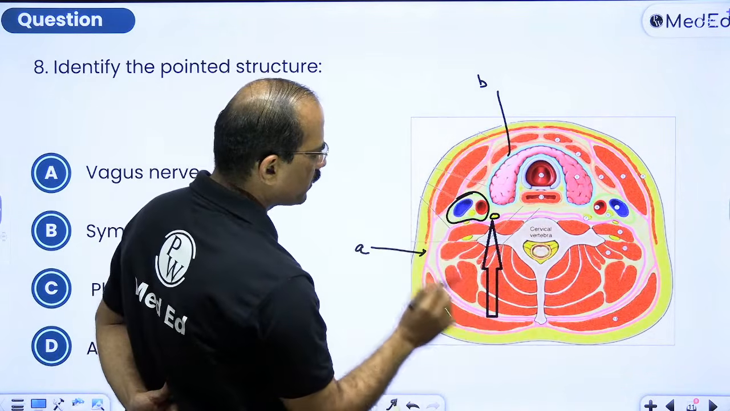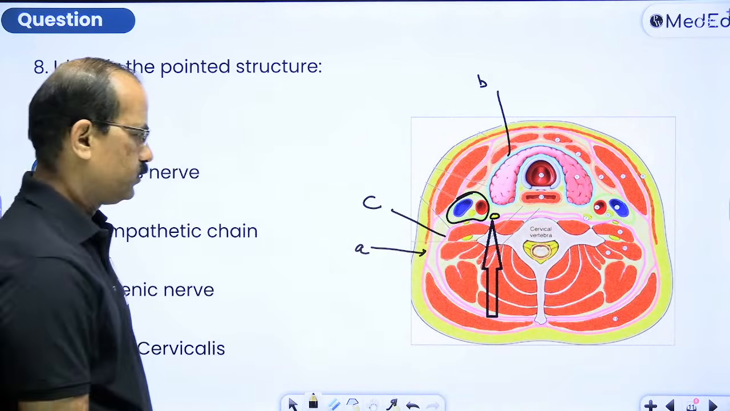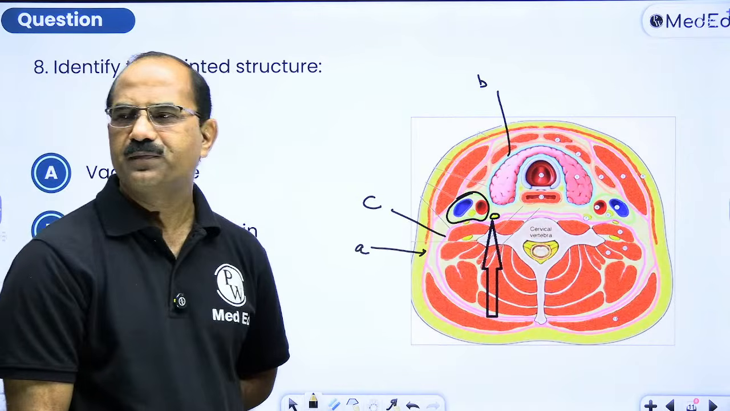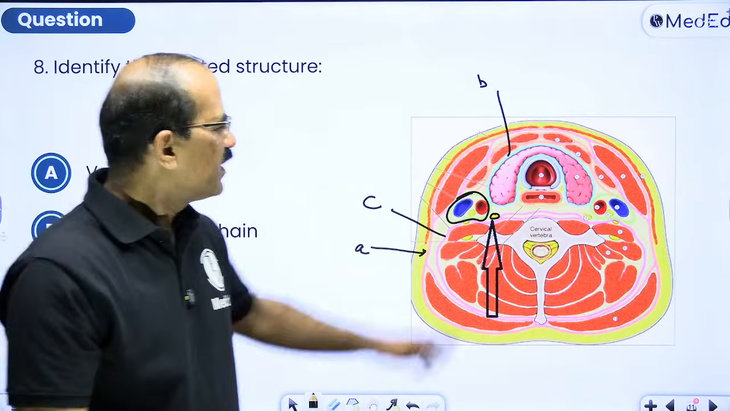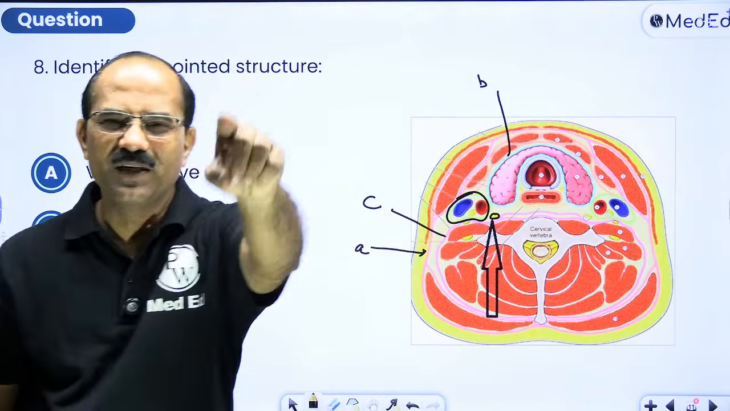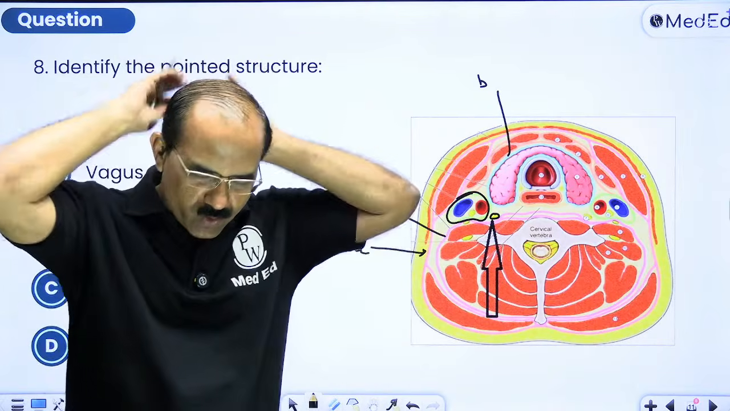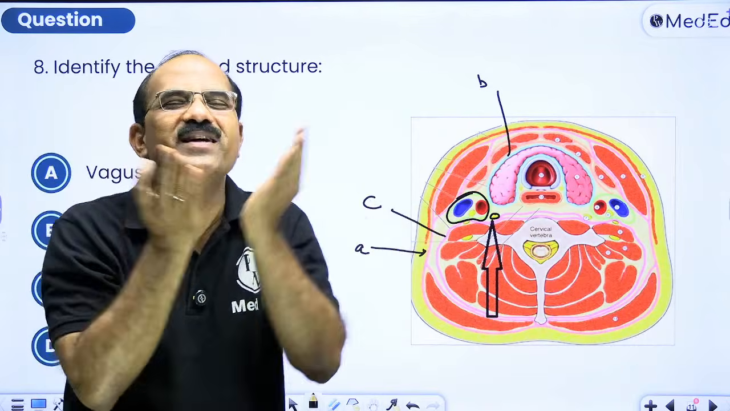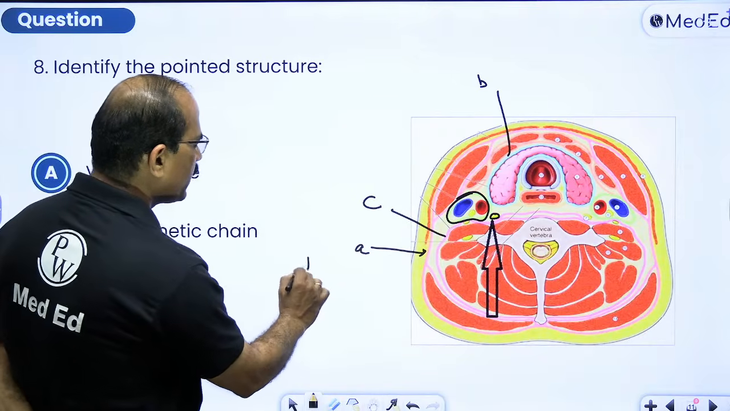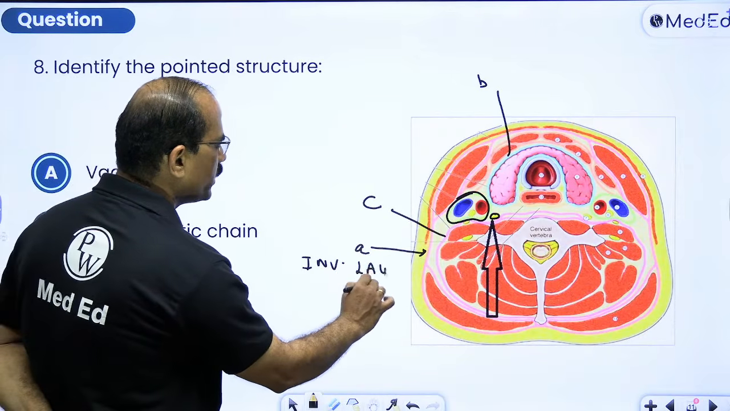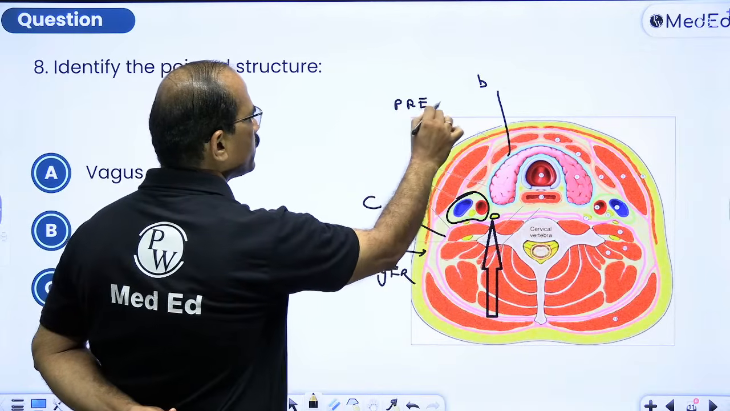और तीसरा कहाँ गया? तीसरा is this. What is this? C. ये तीन fascias को identify करिए. These are the deep fascias of the neck. The one which covers the thyroid gland, that's the pretracheal fascia. बराबर है? The pretracheal fascia covers the thyroid gland. One which is going to enclose the neck, that's the investing layer of deep cervical fascia. So जो A लिखा है ना, that's the investing layer of deep cervical fascia. B is the pretracheal fascia.